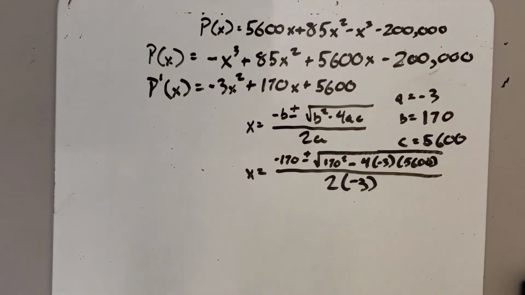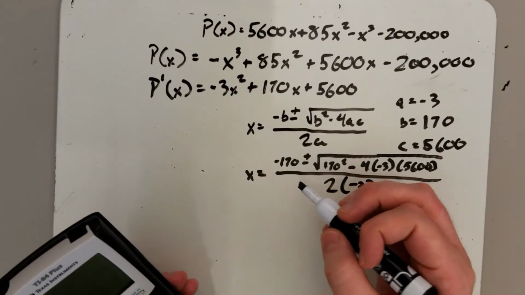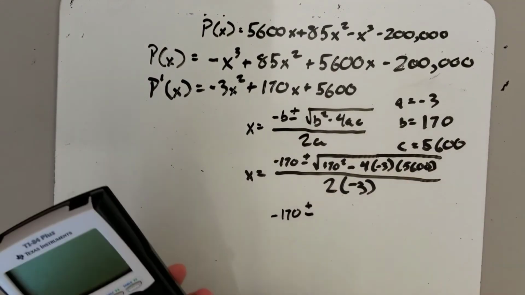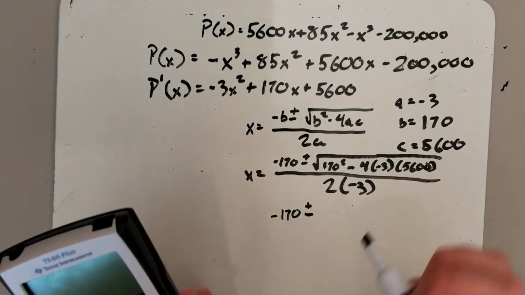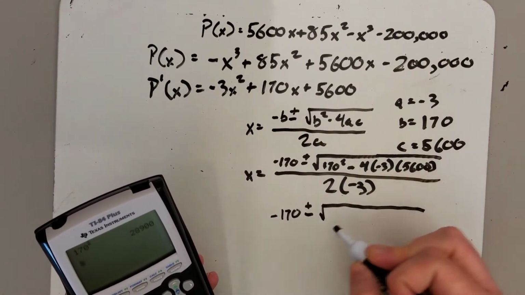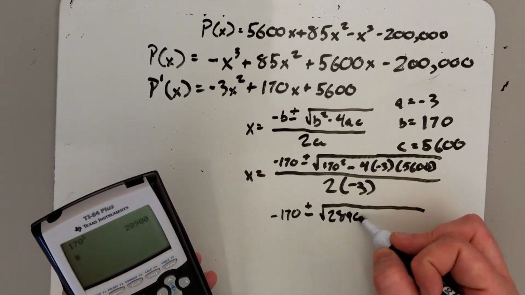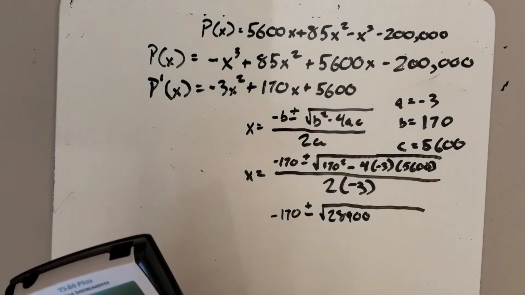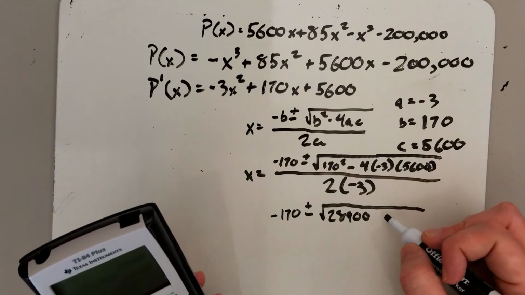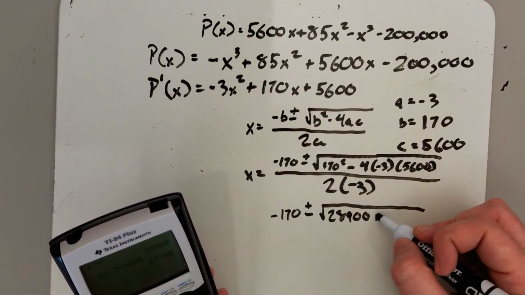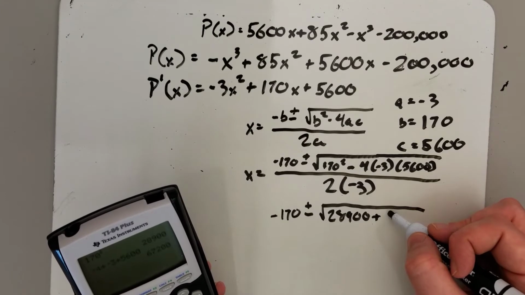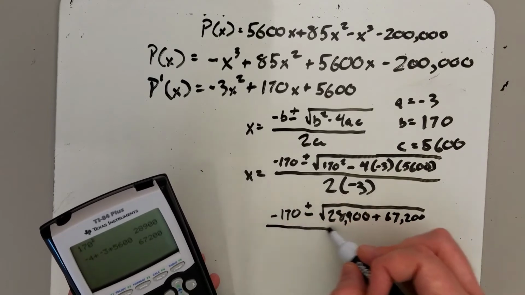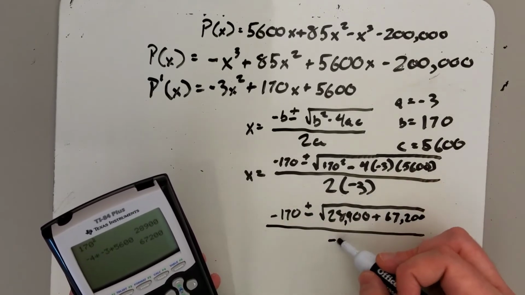All right, so again, I like to break this down into chunks. This is going to be negative 170 plus or minus. Okay, I'm going to do 170 squared. I'm cheating, I'm using a calculator. You're on your own in this one, guys. This is going to be 28,900. Negative 4 times negative 3 times 5,600: negative times negative makes positive, so 67,200, all over... this one I can do without a calculator. 2 times negative 3 is going to be negative 6.